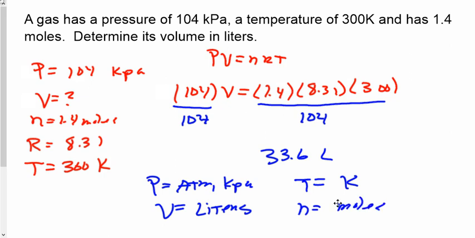So that's how we handle volumes of gases and how we get them into moles, both at standard temperature and pressure, and when we're not at standard temperature and pressure. Hope that makes sense. We're going to try a little review game to check your understanding of that.